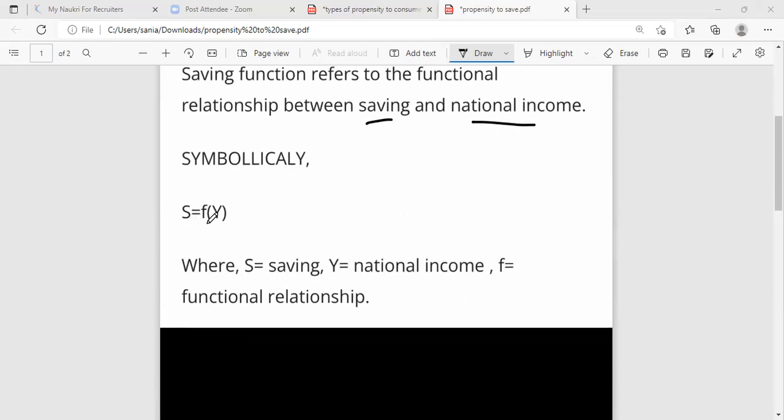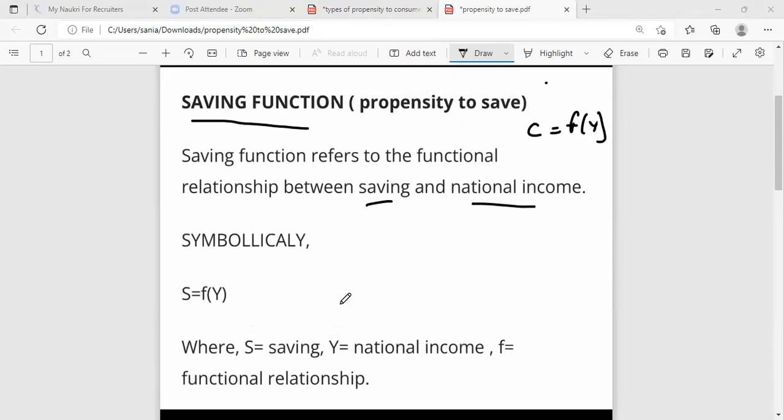So basically this is S equals F of Y, where S is savings, Y is national income and F is functional relationship. So first of all, you will write it down and then we'll do a few points about saving function. Okay, ma'am.